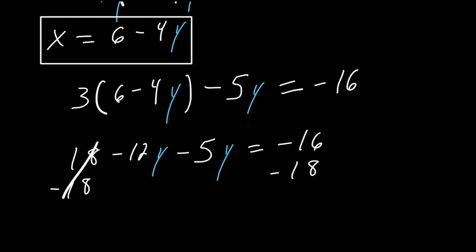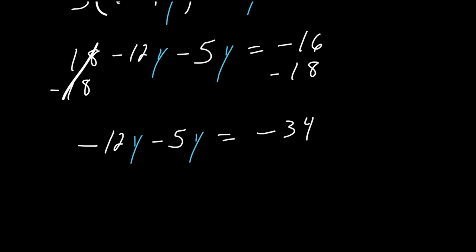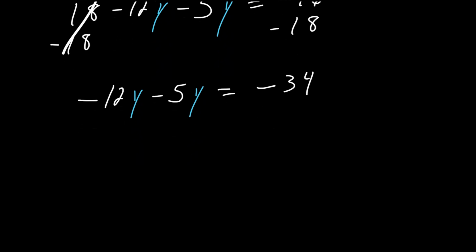That cancels out. We are left with negative 12y minus 5y equals negative 34. All right. What is negative 12 minus 5? That'll be negative 17. So we're going to write in negative 17y equals negative 34.